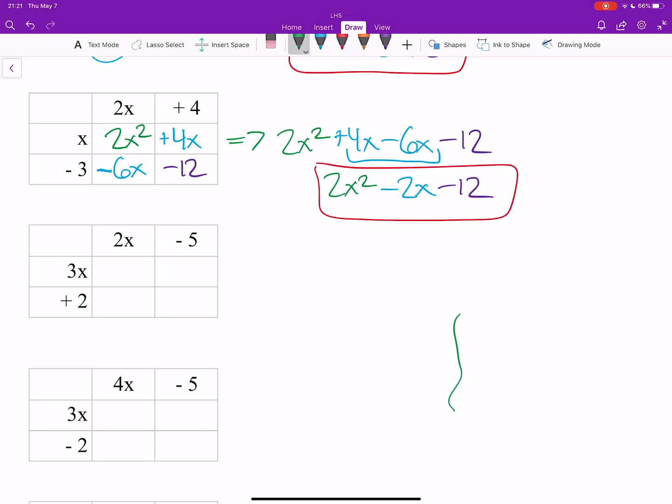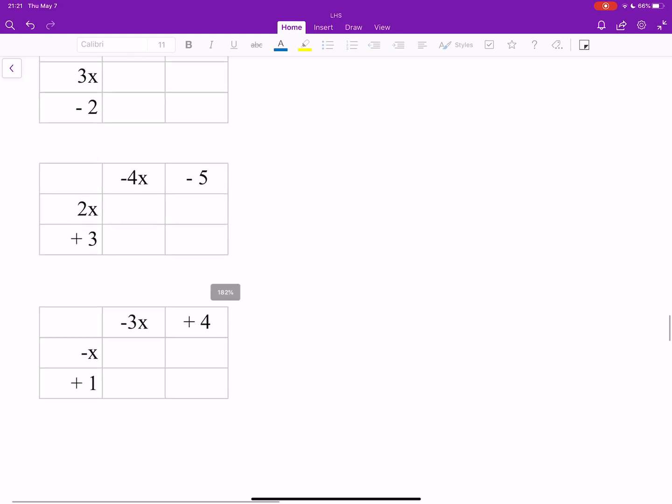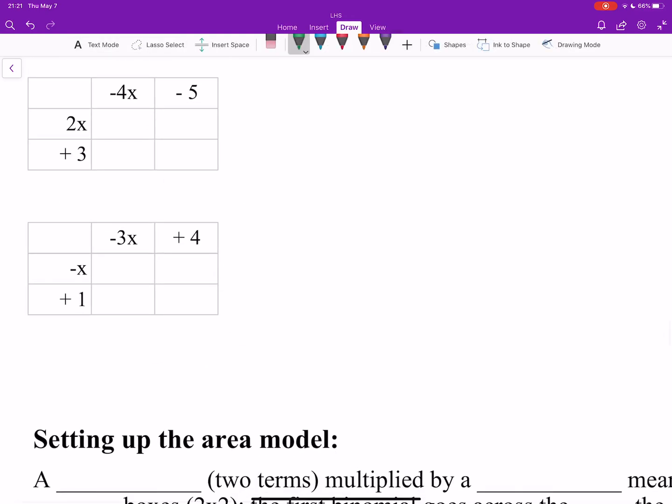Let's go ahead and go down to this last problem here. Now, let's take a look at the last two really quick, just for example's sake. Negative 4x times a positive 2x. Look, we've got numbers, coefficients, we call them, in front of both of those variables. But again, I'll just multiply the numbers first. Negative 4 times 2 is going to get me negative 8. x times x gets me x squared.